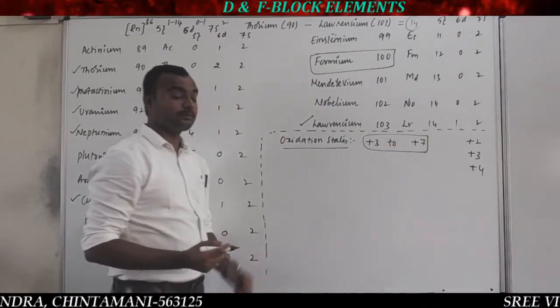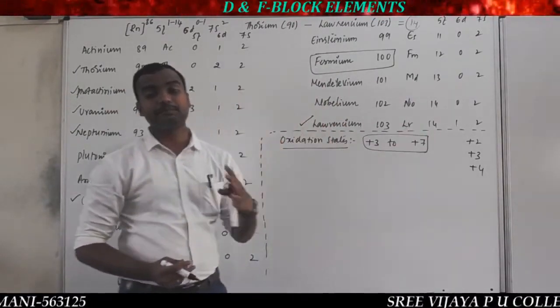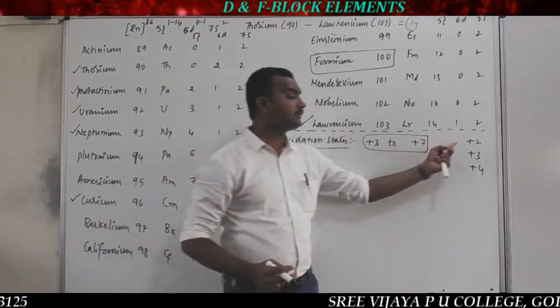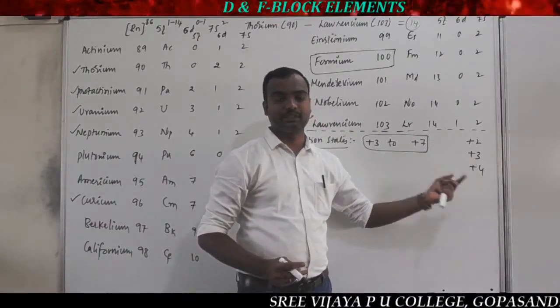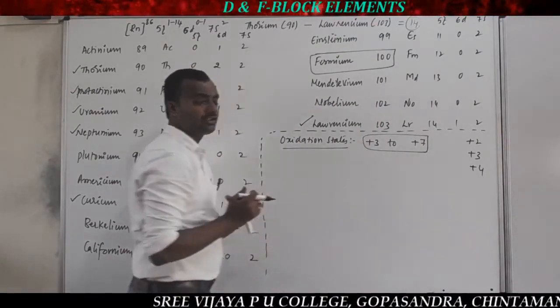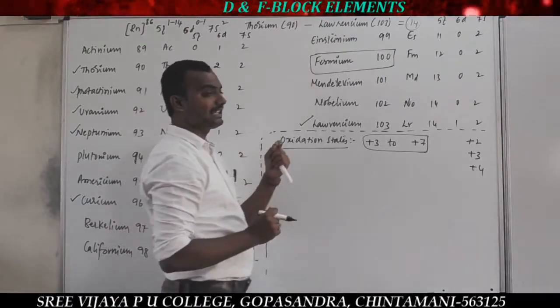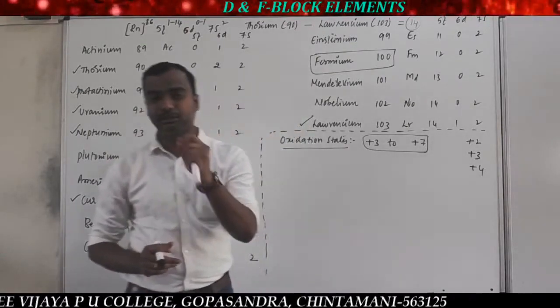+2 to +7, and then +3 to +7. That is +3, +4, +5, +6, +7. The 5 possible oxidation states are there. But in the case of lanthanides, only 3 oxidation states are possible. Compared to lanthanides, there is a greater range in the variable oxidation state, a greater range between +3 and +7. More oxidation states are exhibited by the actinides compared to lanthanides.